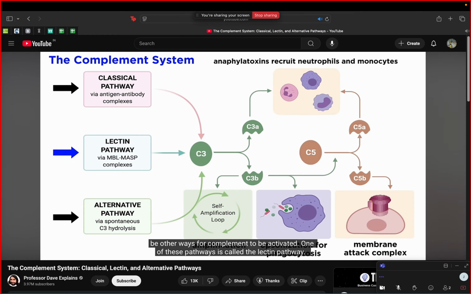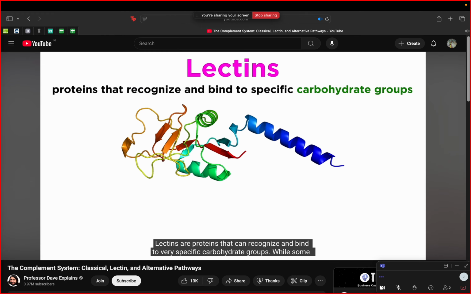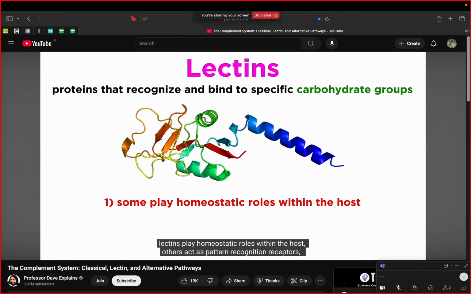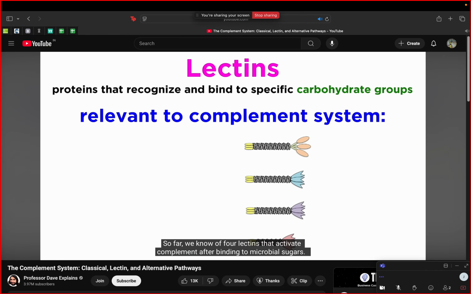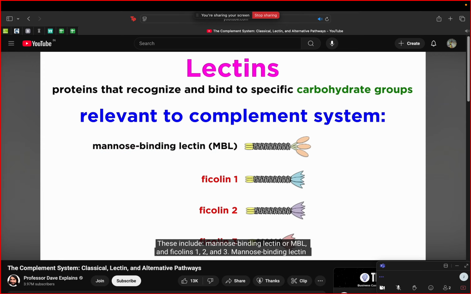One of these pathways is called the lectin pathway. Lectins are proteins that can recognize and bind to very specific carbohydrate groups. While some lectins play homeostatic roles within the host, others act as pattern recognition receptors, detecting arrangements of sugar molecules that are only found on pathogens, such as those found on bacterial cell walls or adorning yeast cell surface proteins. So far, we know of 4 lectins that activate complement after binding to microbial sugars. These include mannose-binding lectin, or MBL, and ficolins 1, 2, and 3.